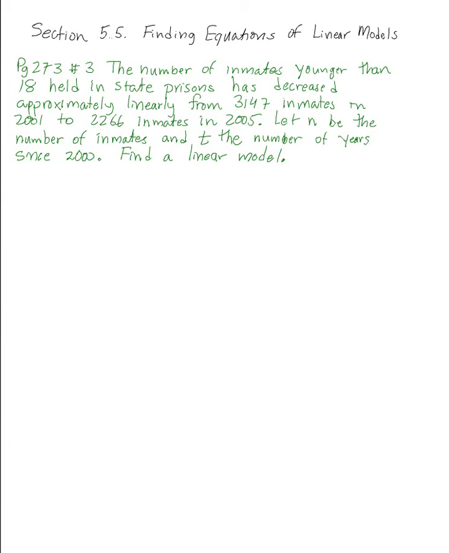First, we need to decide which letter is going to be X and which letter is going to be Y. Typically, time is always X, and your other thing is always Y. It doesn't have to be that way. That's just the way it usually is. Then we need to recognize they've given us a data point right here: 3,147 inmates in 2001. So there's one data point.